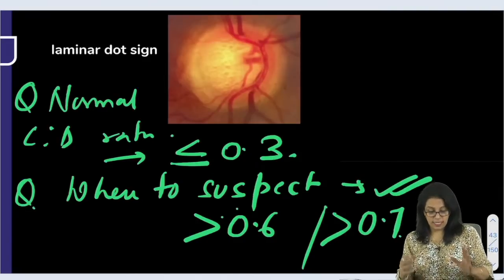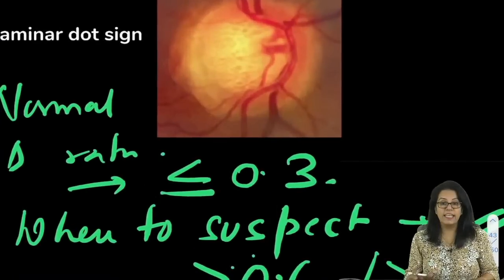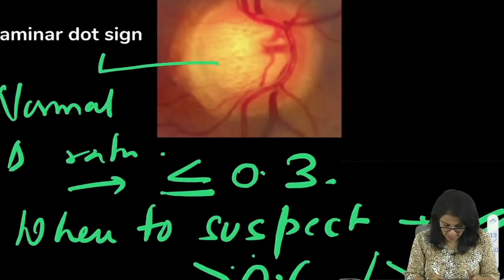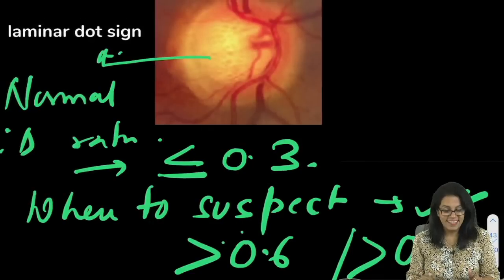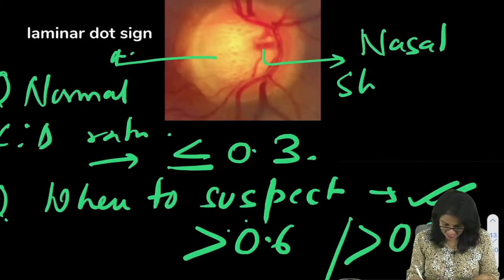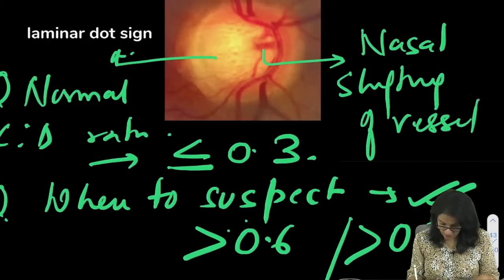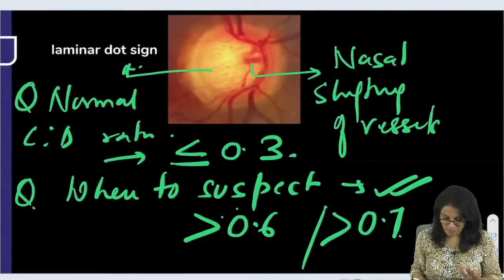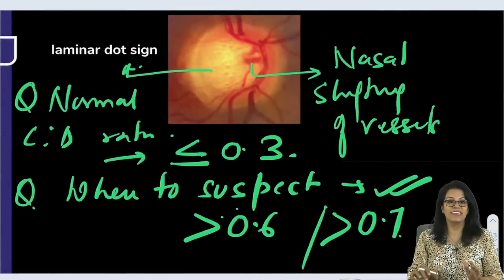What are you looking at? What is lamina dot sign? It is the visible opening of the lamina cribrosa. So this is what you are looking at, this is your lamina dot sign. Can you tell me what else we are looking at? Look here. This is nasal shifting of vessels. And what is that sharp kinking known as? Don't forget, bayonetting sign. Bending, double bending or sharp kinking is bayonetting sign.